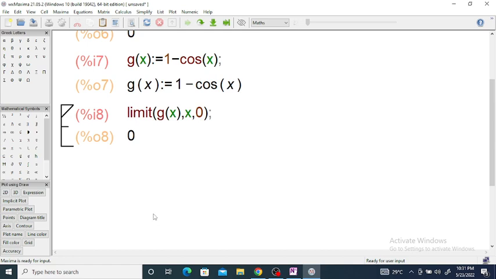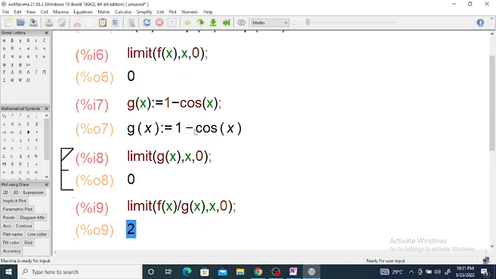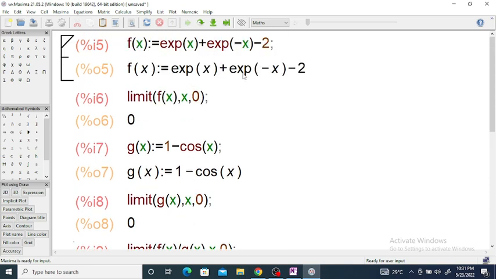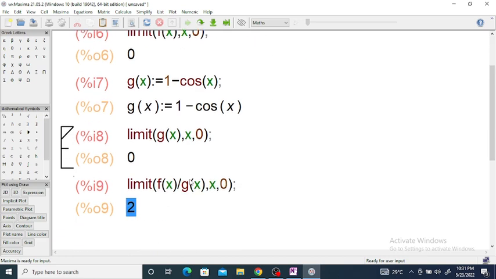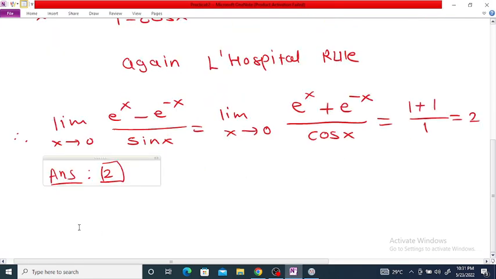Now if you try to evaluate the limit of f of x divided by g of x in the variable x, with limiting point 0, the limit is 2. What is f of x upon g of x? It is e raised to x plus e raised to minus x minus 2 divided by 1 minus cos x. So here the limit is 2. Now next, example number 2.